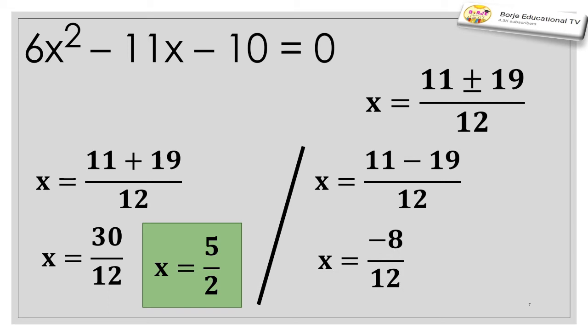Next, we have x is equal to 11 minus 19 over 12, which can be simplified as negative 8 over 12. Now, dividing the numerator and denominator by their GCF, the second value of x, or the second solution of our quadratic equation 6x squared minus 11x minus 10 is equal to 0, is x is equal to negative 2/3, or x is equal to negative 2 over 3.